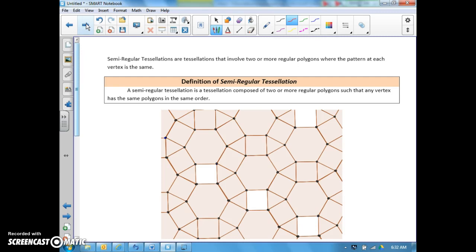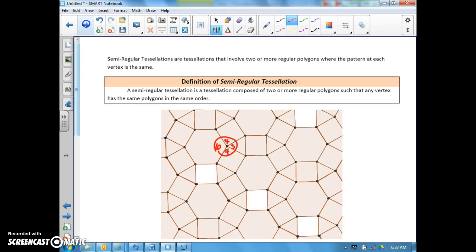We have another kind of tessellation, and that's a semi-regular tessellation. A semi-regular tessellation is a tessellation composed of two or more regular polygons such that any vertex has the same polygons in the same order. So what does that mean? I'm going to look at one vertex. Look at that one. And I'm going to look and see at what order the shapes meet. I'm going to label them by their number of sides. This guy is 6, squares have 4, triangles have 3, squares have 4.